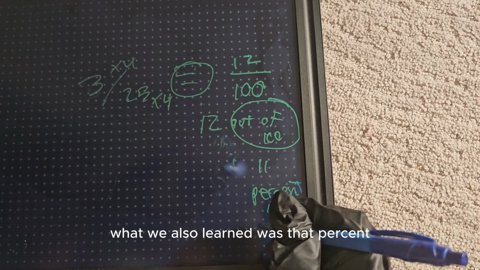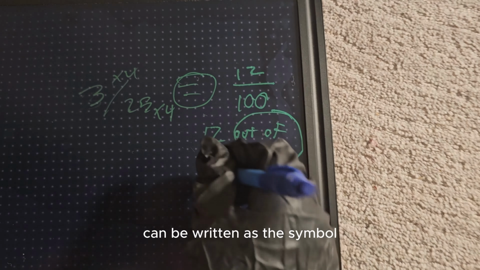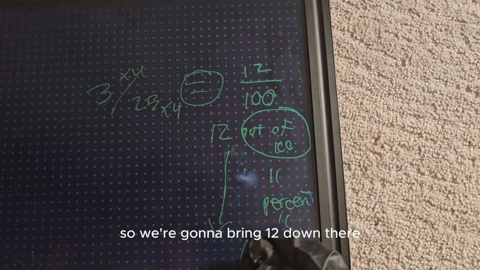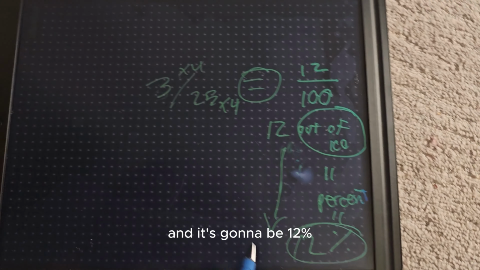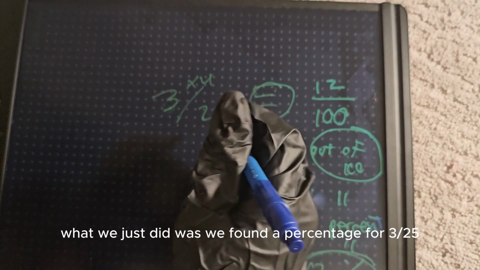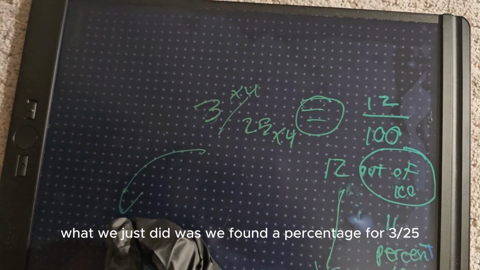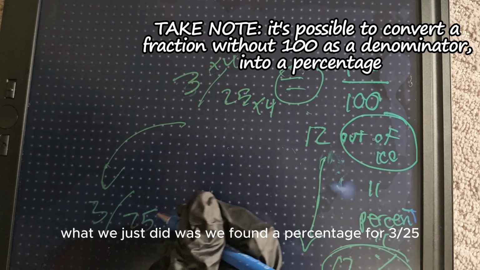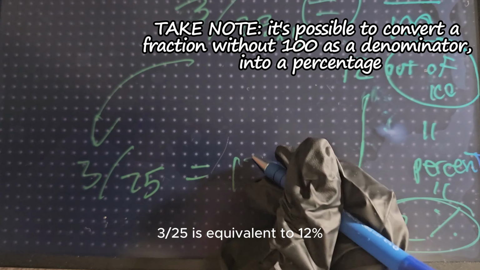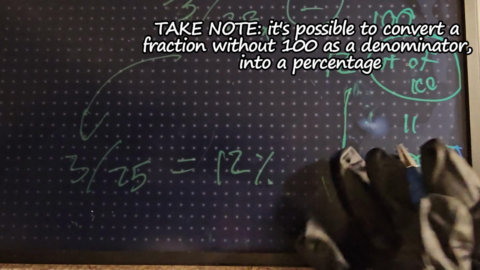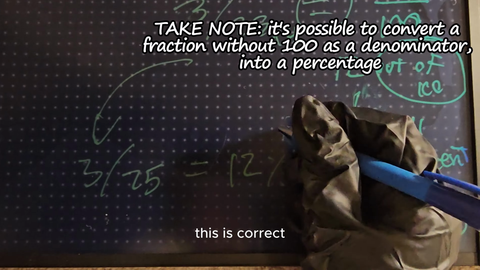What we also learned was percent can be written as the symbol. So we're going to bring 12 down there, and it's going to be 12%. What we just did was we found a percent for 3 out of 25. 3 out of 25 is equivalent to 12%. This is correct.